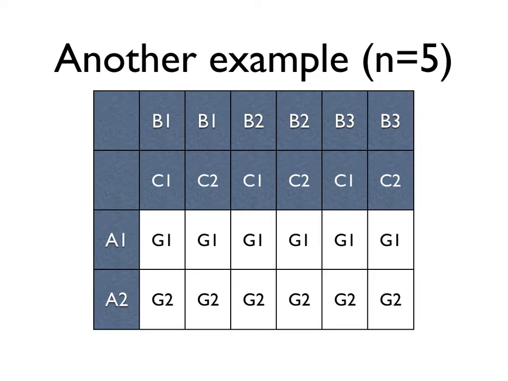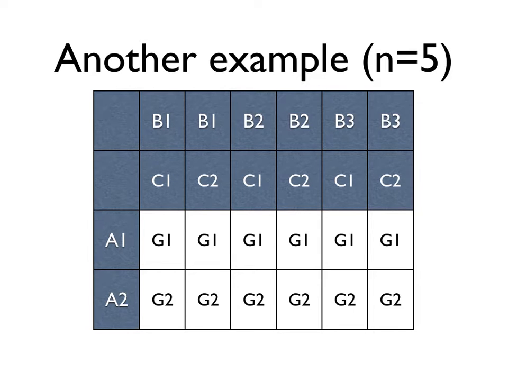Now look at this and tell me, do we have any between subjects factors, and which ones are they? Remember, between subjects means different subjects get different levels of a variable. Are there any between subjects variables? Yeah, A, because group 1 gets A1 and group 2 gets A2. So A is a between subjects variable.